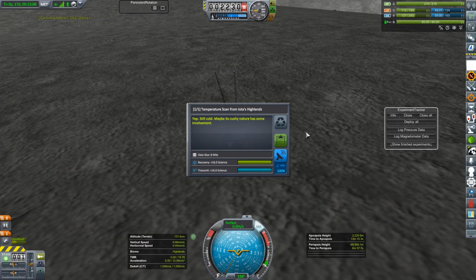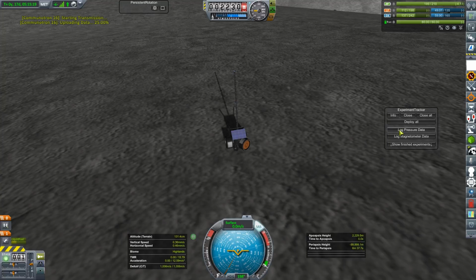Temperature. Yep, still cold. Maybe its cushy nature has some involvement. So that is some specific science. That's the stuff that I want to see. It looks like they might not just have that for the orbital packs. So 16 science from that.